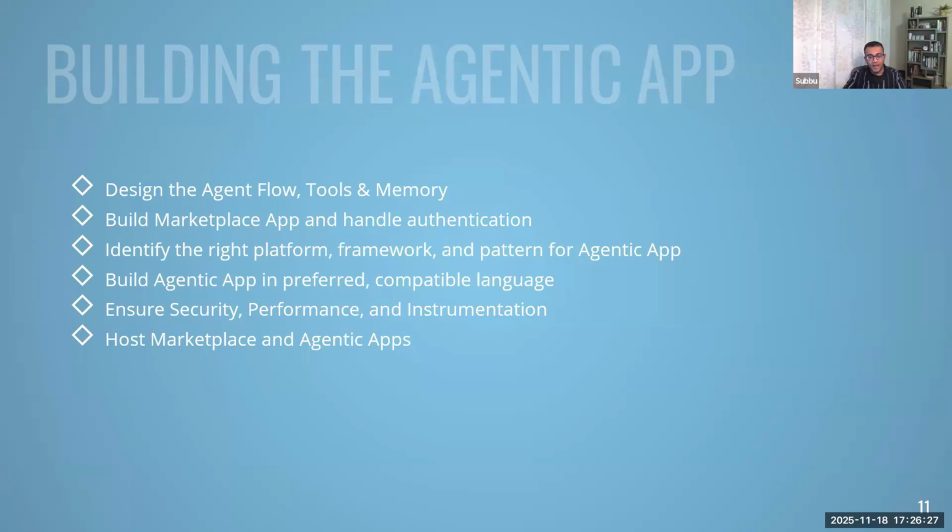And then identify the right platform and the framework for the agentic app. Sometimes it would be beneficial for you to go with an orchestration platform, and certain times it may be good for you to build a custom app itself. So you can find out the best way depending on your whole holistic picture of your organization, where you want to go, and what use cases you have. If you have more, it may be beneficial to evaluate which platform supports those use cases, has those integrations and multiple things. And then build the agentic app in a compatible language.